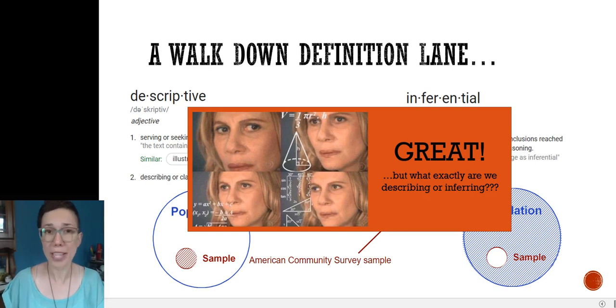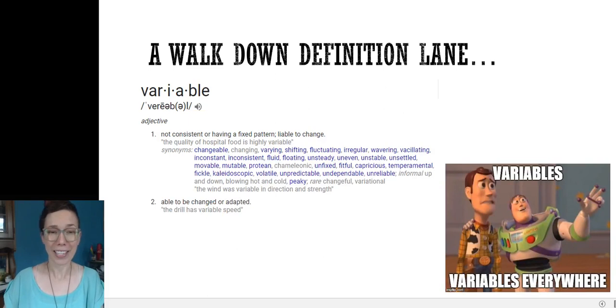What do we need to know about people's health and wellness and housing situations? So when we're talking about descriptive and inferential statistics, it's super important to first decide what it is that we want to describe or infer. And this is where variables and constructs come into play.